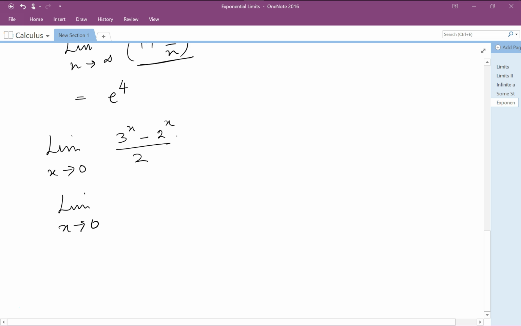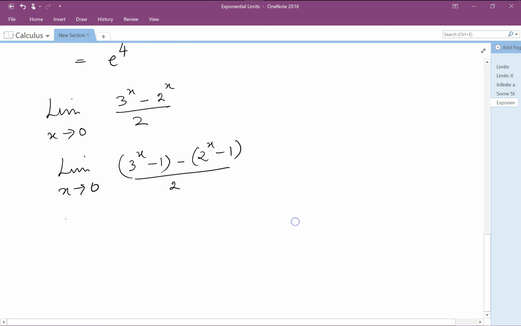That much we know. So we need to manipulate it. So 3 to the power of x, let's do this, minus 2 to the power of x minus 1. Now here remember, minus into minus plus, plus 1 minus 1 is 0. So the overall effect is nil. So divided by 2.